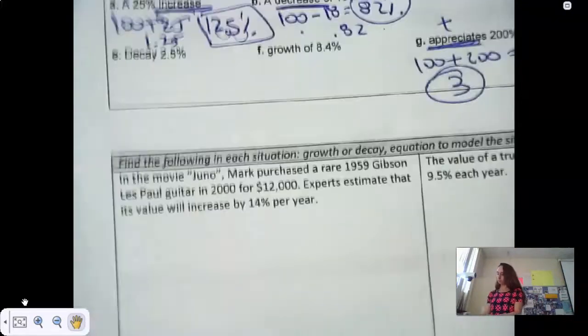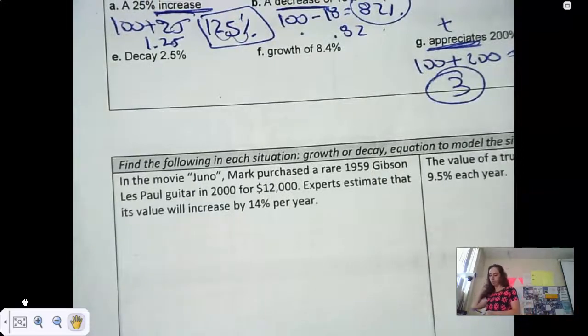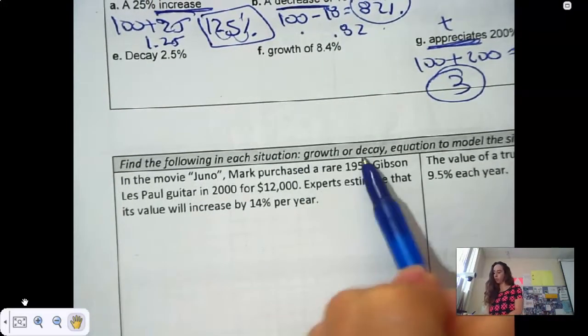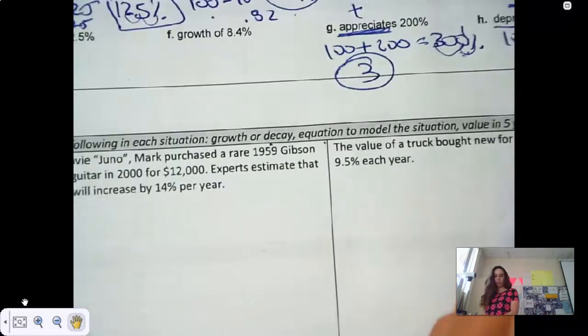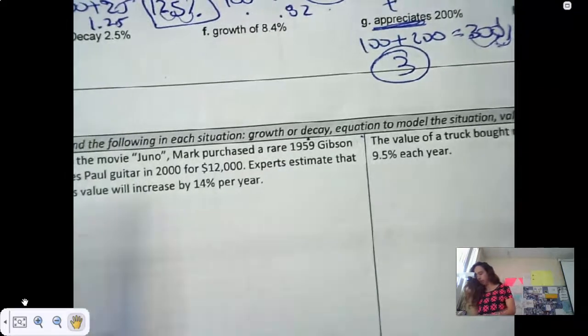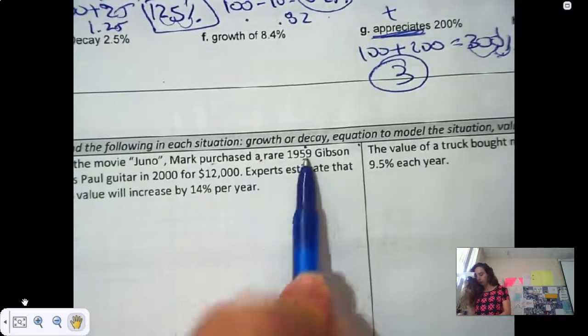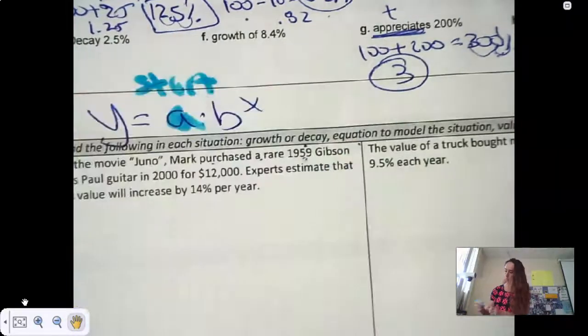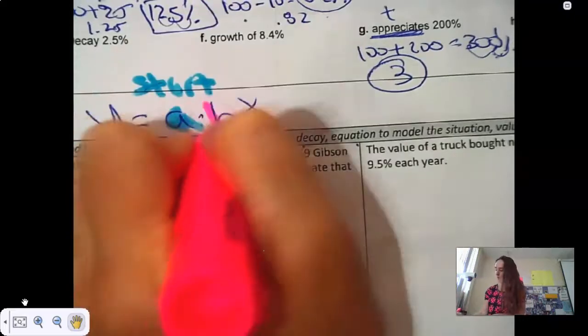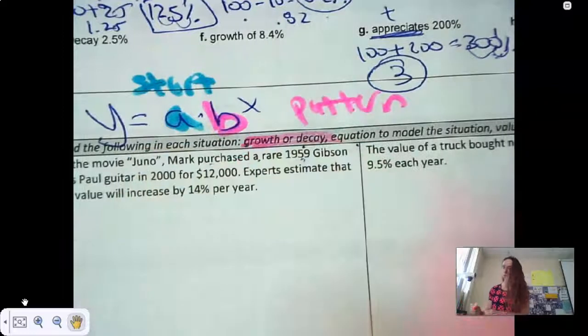All right? So let's actually do these problems and see how it goes. They want to know if it's growth or decay, and then write an equation, and then what's going to happen in 5 years. All right, let's see. So Mark purchased something in 1959 for $12,000. So if I have the equation y equals a times b to the x, a represents your start, and b represents your pattern, which is either going to be your growth or decay.